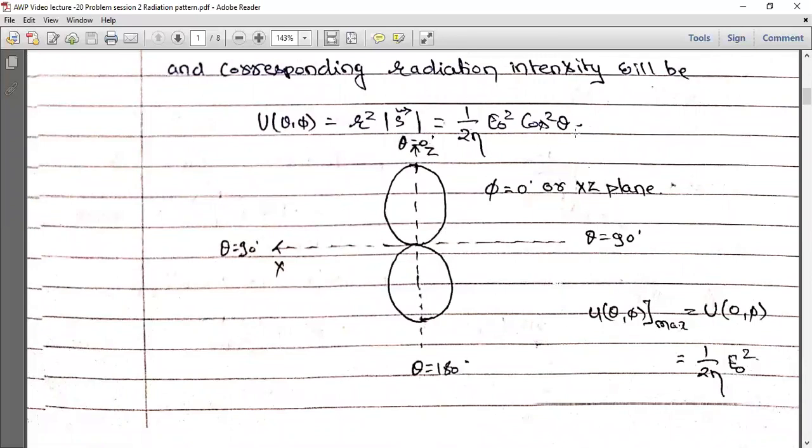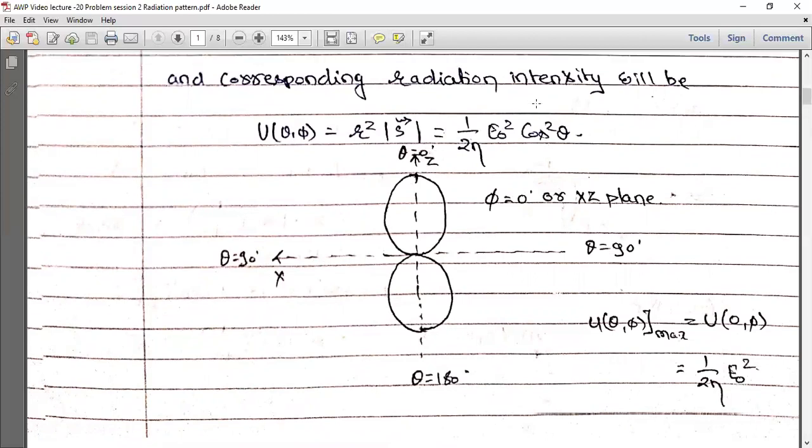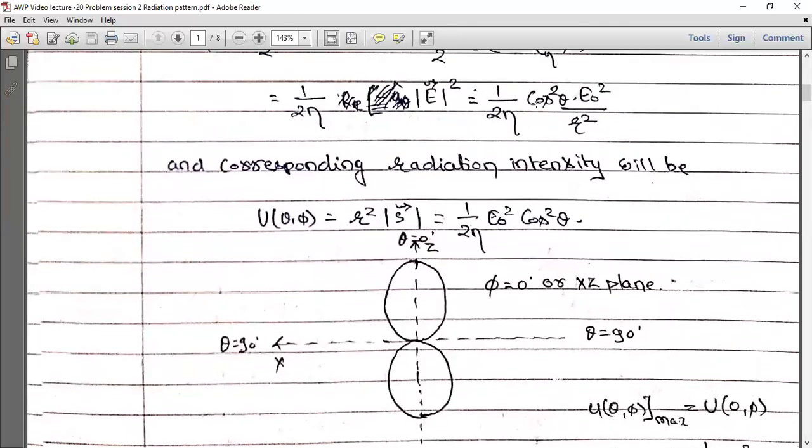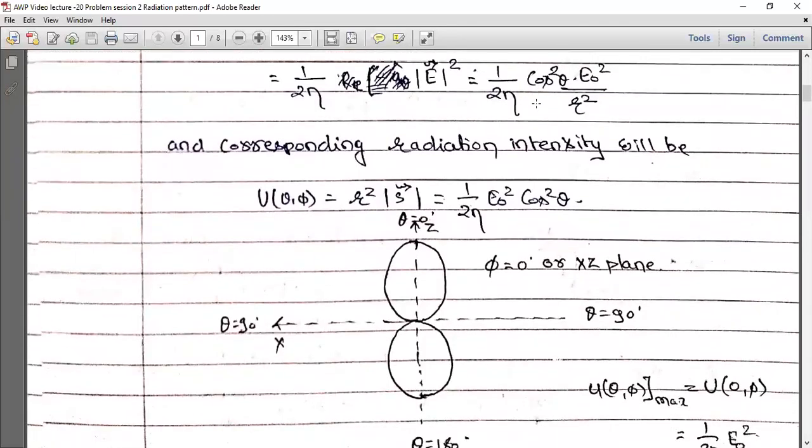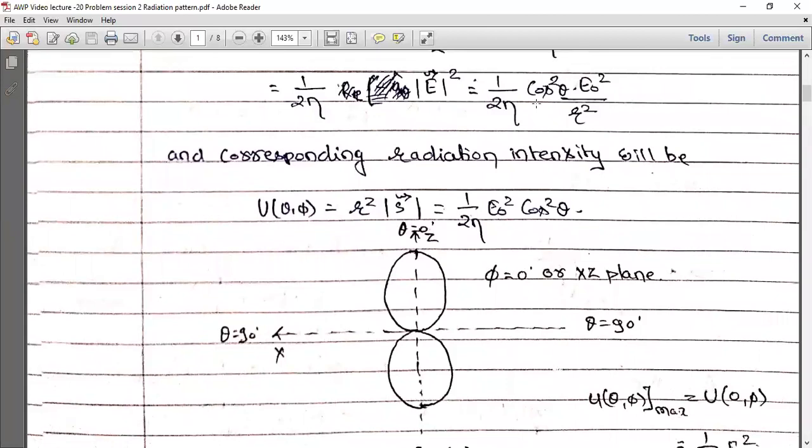This is the distribution of power, or radiation intensity, in this XZ plane. Keep this in mind. This is the power distribution of radiation intensity in the XZ plane given by this particular expression. Power radiation pattern is equivalent to plotting the radiation intensity. Now our objective, as given in the question, is to plot this radiation intensity with respect to theta.